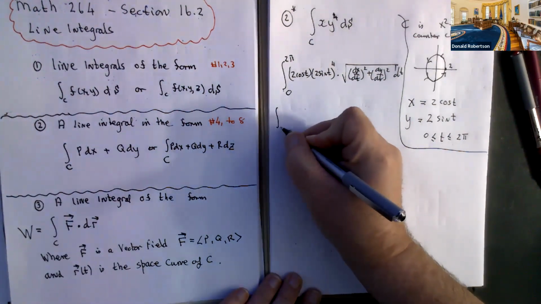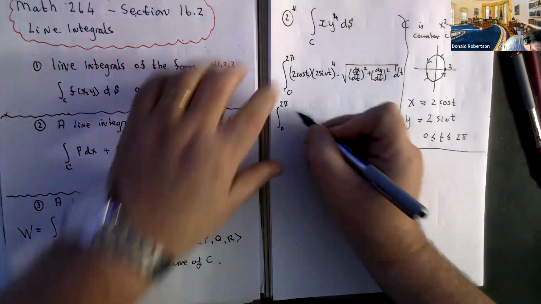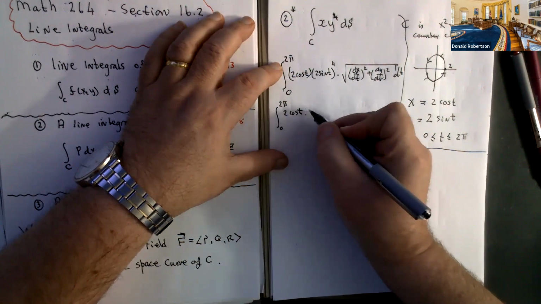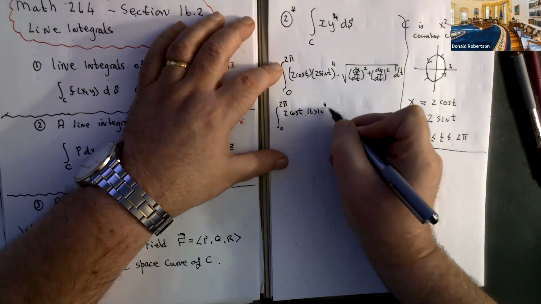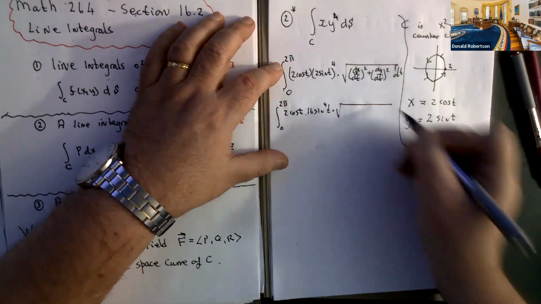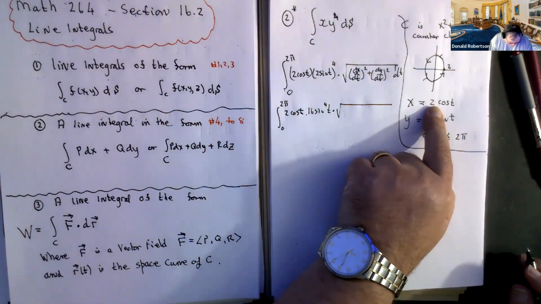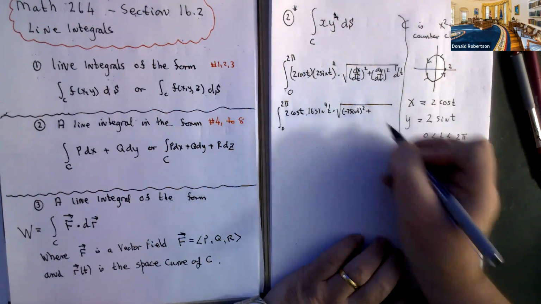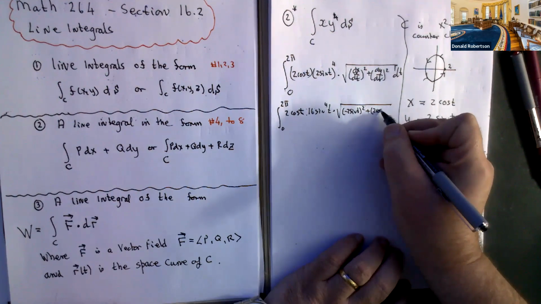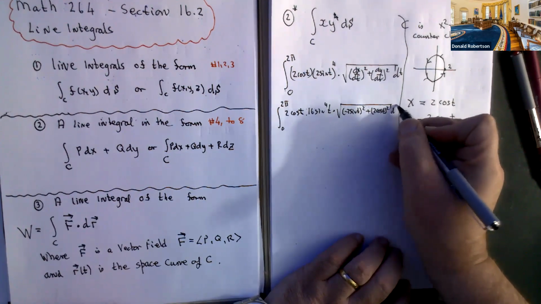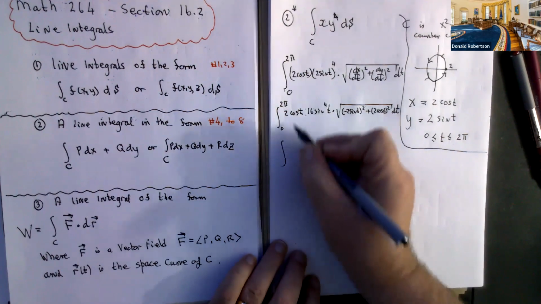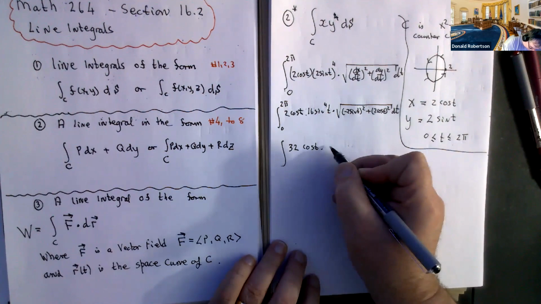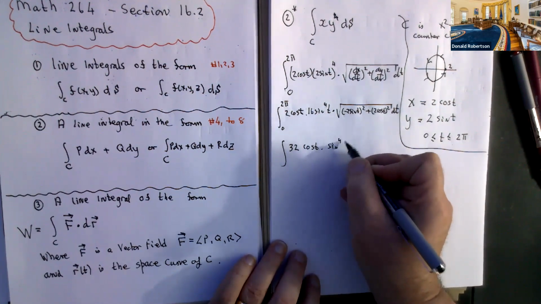Take it a little bit further. You get a 2 cosine t, 2, 4, 8, 16 sine to the 4t. If you differentiate this guy, you get negative 2 sine t and then you square it. And you do the other one, you get 2 cosine t's and then you square it, dt. 2 and 30, that gets me 32. That gets me a cosine t. I have a sine to the 4t.